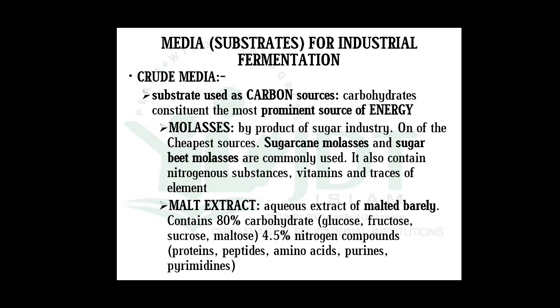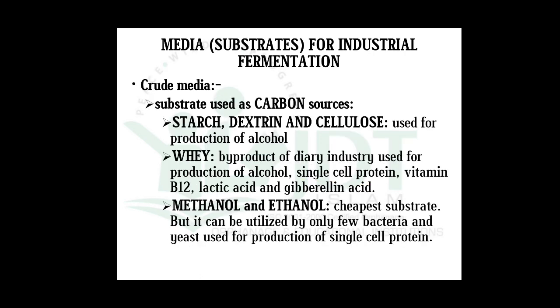The second one is malt extract. It is an aqueous extract of malted barley containing 80% carbohydrates like glucose, fructose, sucrose, and maltose, and 4.5% nitrogen compounds like protein, peptide, amino acid, purines, and pyrimidines. Other carbon sources are starch, dextrin, and cellulose, which are mainly used for the production of alcohol. Then whey, a byproduct of the dairy industry, used for the production of alcohol, single cell protein, vitamin B12, lactic acid, and gibberellic acid.